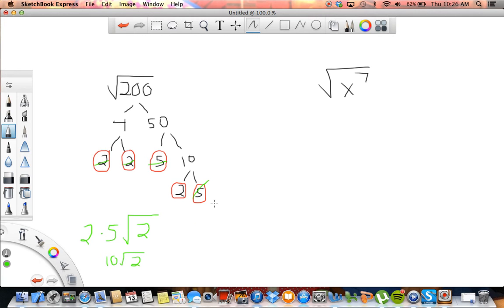Now let's look over here at number 5 and take a look at this problem. Now this one is a variable, and we are trying to figure out what to do with it. Earlier, when we had an even exponent on our variable, like the square root of x to the 6th, what was my answer? I would just divide that by 2, and that gave me x cubed.